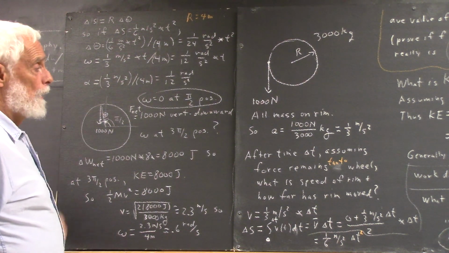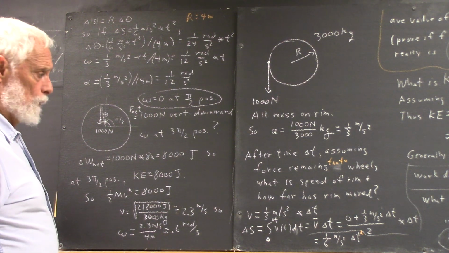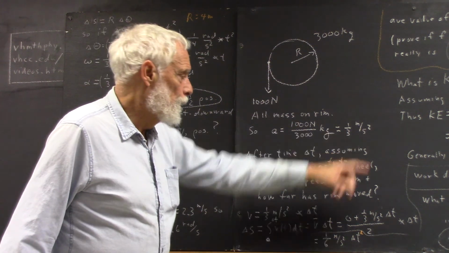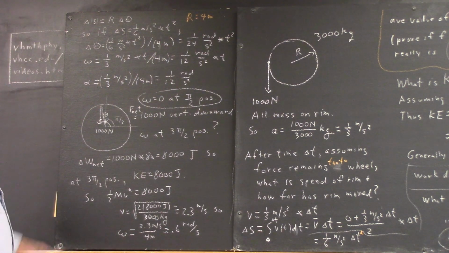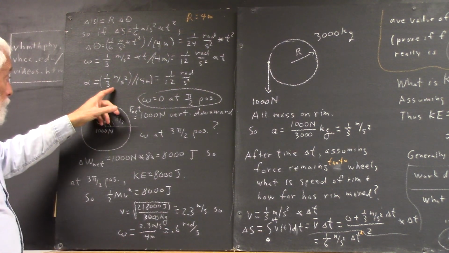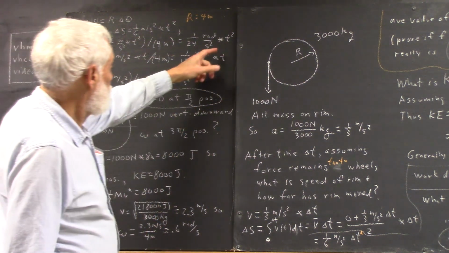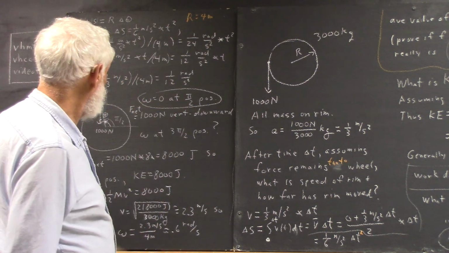Similarly, we worked out immediately that our acceleration was 1/3 meter per second squared. We get our angular acceleration by dividing that by the 4 meter radius, and that agrees with what we get if we take the derivative of this expression.